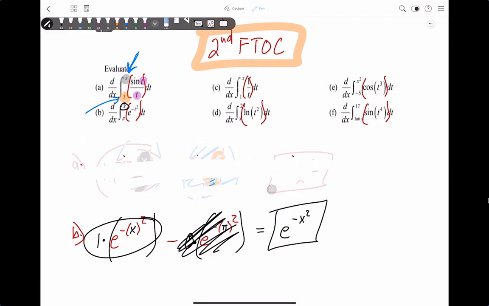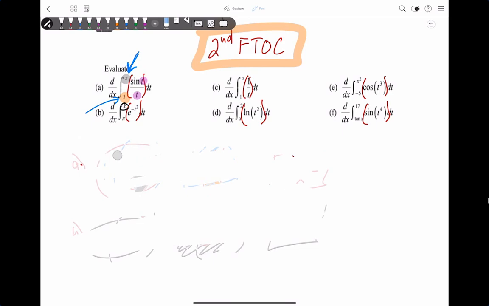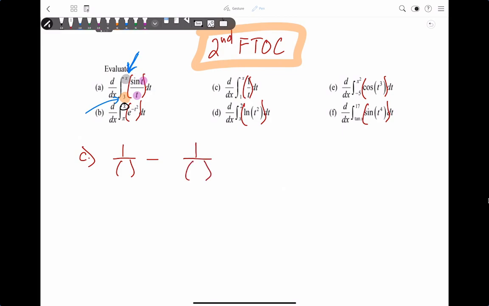Okay, so let me kind of clear this off real quick. And again, the approach is the same. We're going to look at the integrand. So for C, we're looking at 1 over parentheses minus another 1 over parentheses. That's step 1.